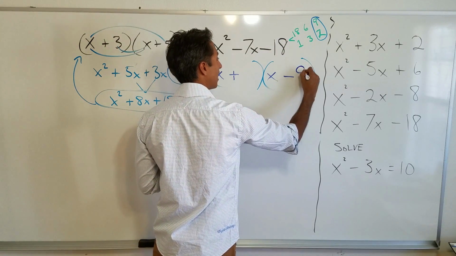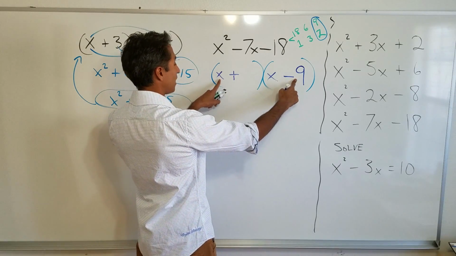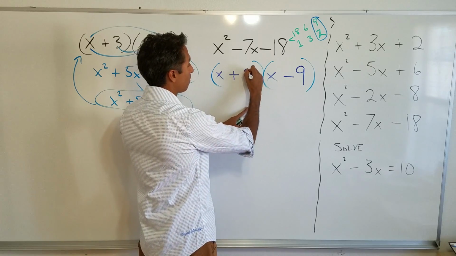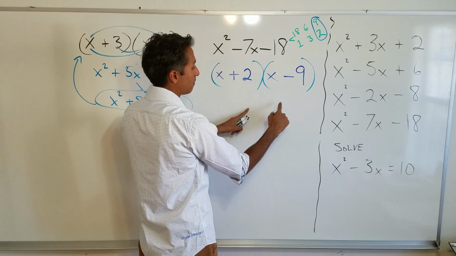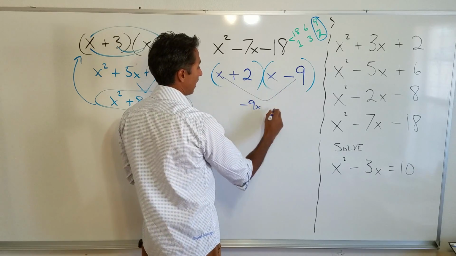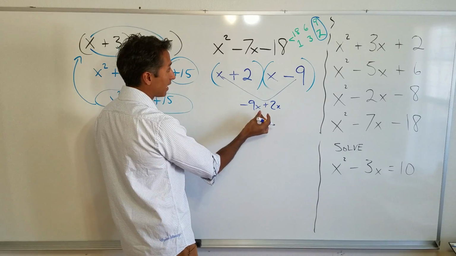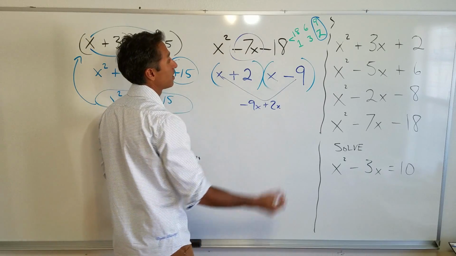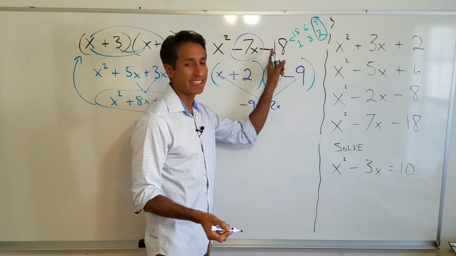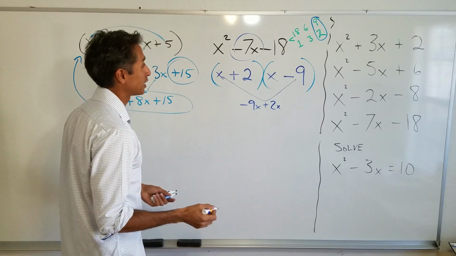9 next to the negative sign. Because when I FOIL, I'm going to get a negative 9 times an X and get a negative 9X. And then I'm going to get a positive 2 times an X and get a positive 2X. Negative 9X plus 2X, when I combine like terms, is going to give me a negative 7X. And like I said, I know the 18 is going to work because I'm the one that picked the numbers that make 18, so that part's just a done deal.